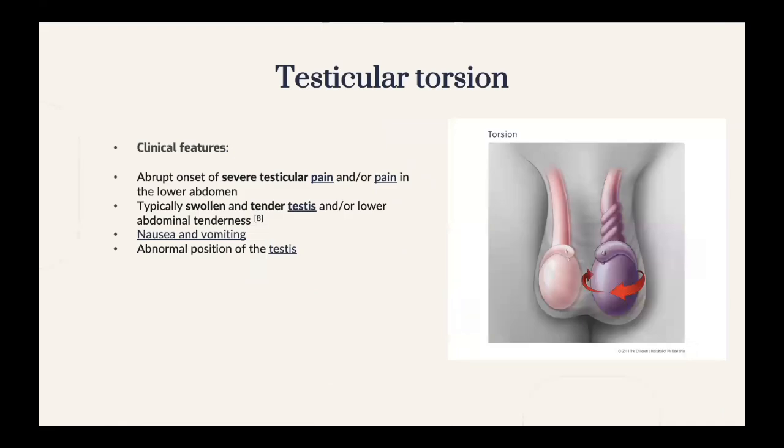And now finally, we go to testicular torsion. It's one of the most common urological emergencies. Before the clinical features, we just need to identify what testicular torsion is. It's when a testis rotates on the spermatic cord, causing ischemia or an acute decrease in blood flow. This presents with abrupt onset of severe testicular pain or pain in the lower abdomen, typically with swollen and tender testes. The patient may present with nausea and vomiting, and the testis appears to be in an abnormal position, usually high riding, as well as a transverse lie.